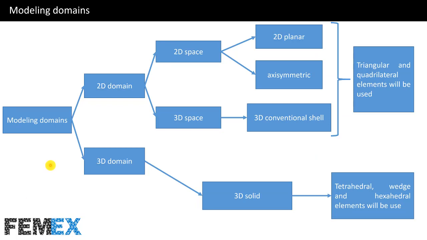We have two kinds of domains, 2D domains and 3D domains. 3D domains include 3D solids, and we can mesh 3D solids by using tetrahedral, wedge, and hexahedral elements. 2D domains are present in 2D space and 3D space. In 2D space, 2D domains are 2D planar regions and axisymmetric regions. And in 3D space, 2D domains include 3D conventional shells. And we must use triangular and quadrilateral elements for meshing 2D regions.